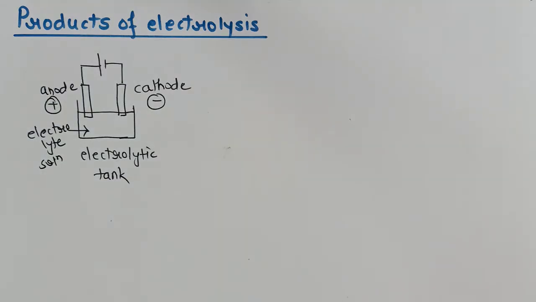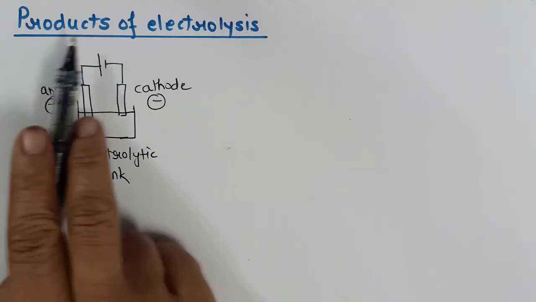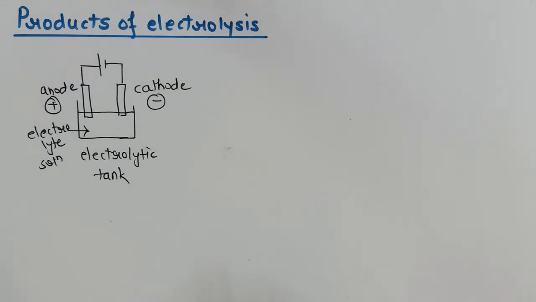So some substances will be deposited at the anode or cathode and some substances will be liberated. Now which substance will be liberated or deposited, that we are going to discuss today. That means today we'll be discussing how to find out the products of electrolysis.